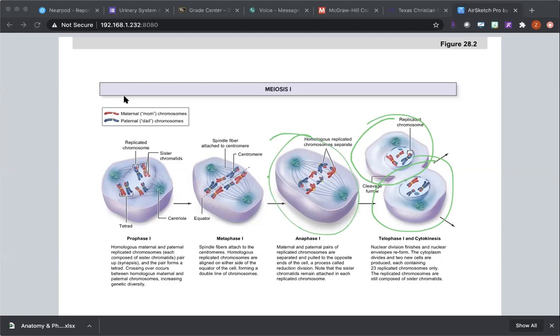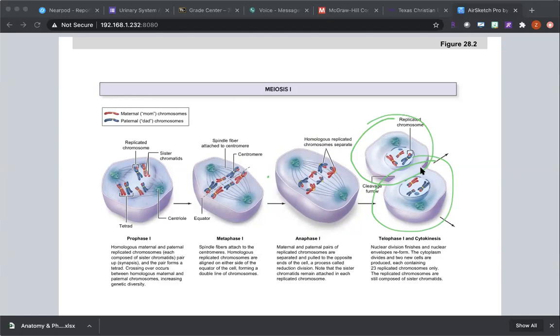So your resulting cells after meiosis 1 are already considered haploid cells because you don't have homologous pairs. You have replicated chromosomes, okay? And they're non-identical. So meiosis 1 gives you 2 non-identical haploid cells. We already considered them haploid, all right?